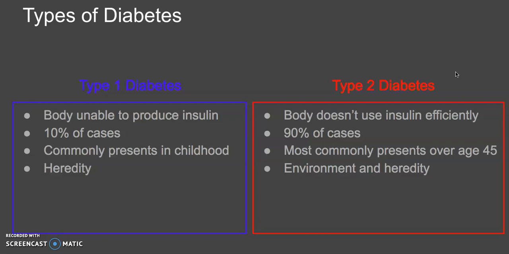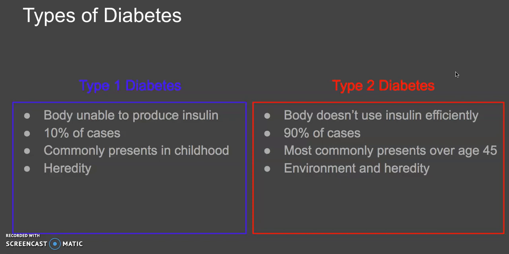When I say environment, I mean the food that you eat, how much you exercise, other underlying health conditions like hypertension. Whereas in type 1 diabetes, the environment doesn't play a role. People are predisposed to type 1 diabetes almost entirely because of heredity.